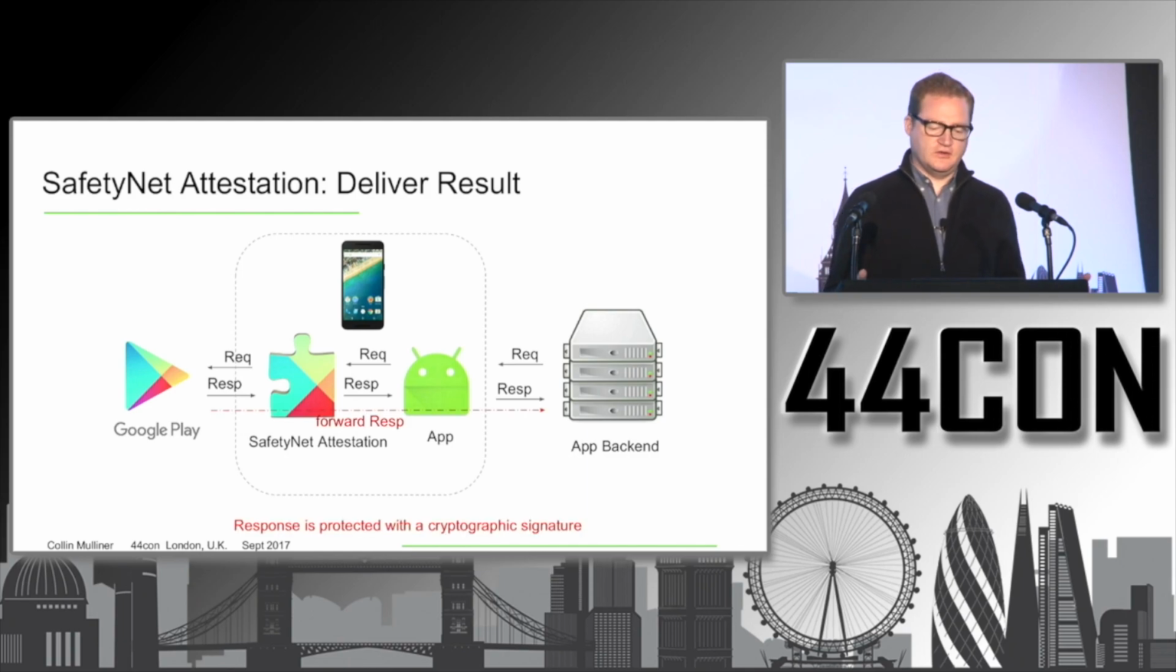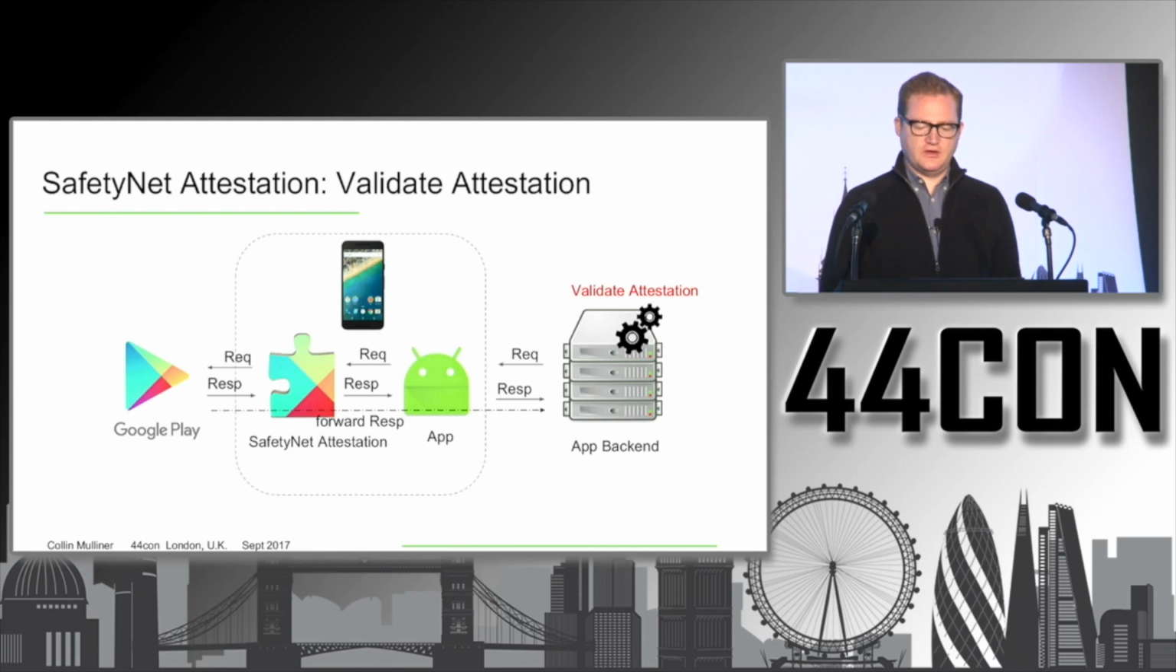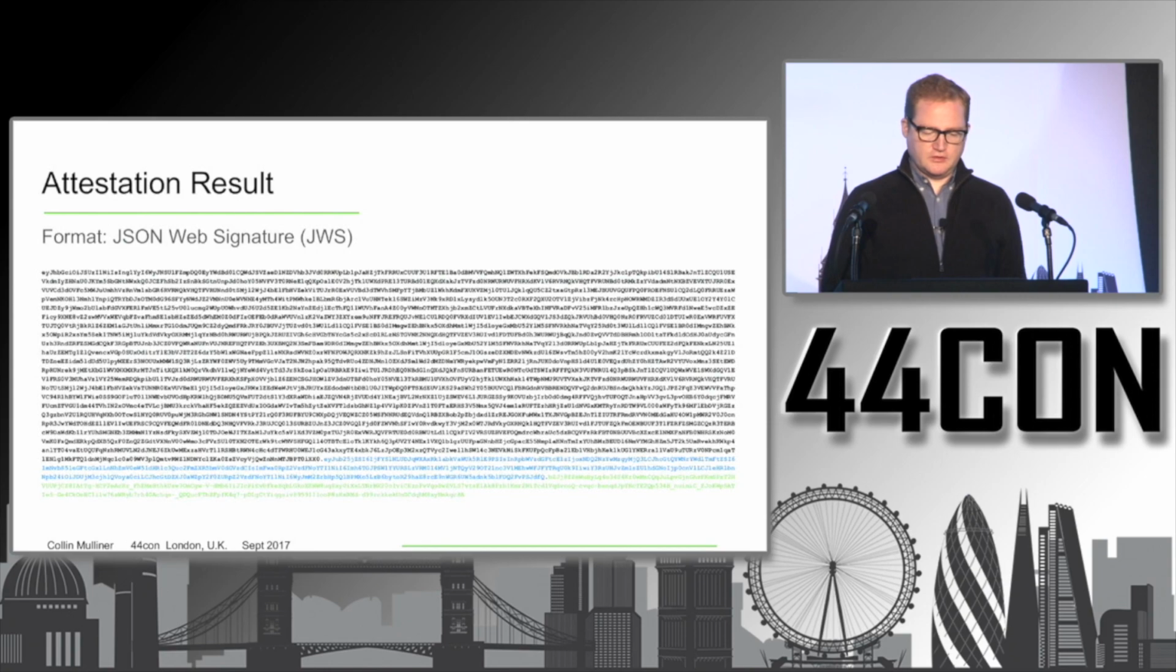And to make sure nobody can tamper with it, this is cryptographically signed by Google. And then on your backend, you inspect the result, and then you can determine, hey, will I allow my client to do XYZ on my service? This is basically what you get back, a blob of a JSON web signature object, which is just a certificate chain, some attestation data and a signature. It's just base64 encoded data.